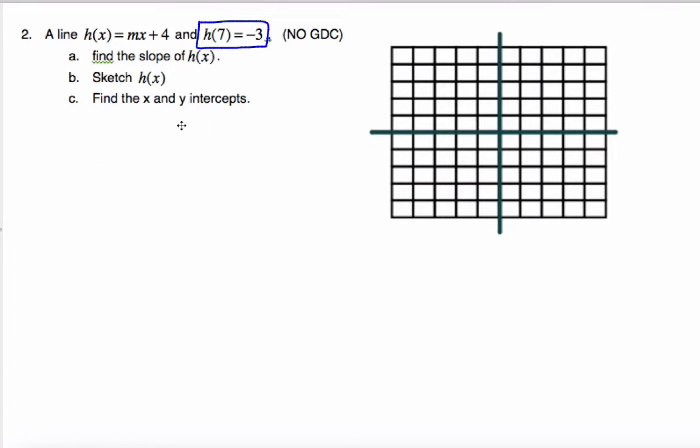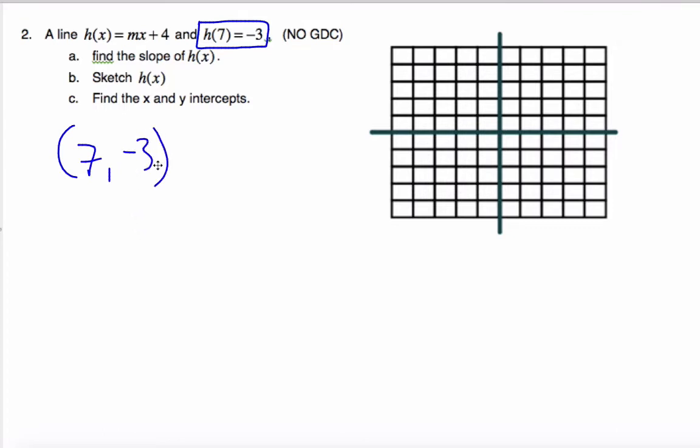Okay, so if I look at h of x, and I look at what we just put in blue, I notice that the 7 is the x value. So x is 7. So then the negative 3 represents the value when x is 7. So essentially h of x. Right, so I can think of this as a coordinate point. The x value is 7, and when x is 7, y is negative 3.